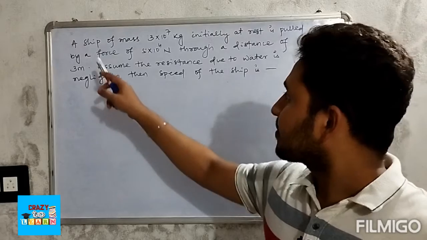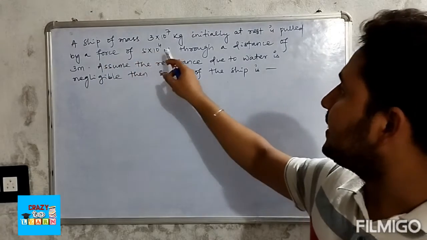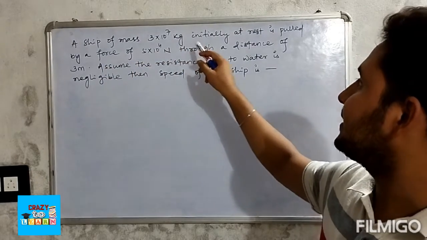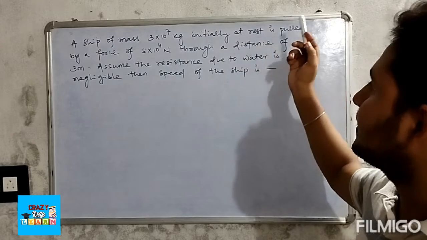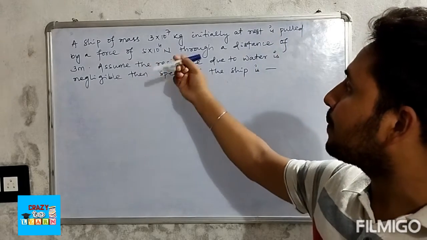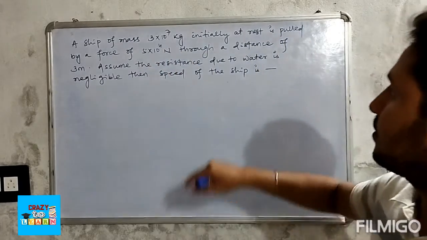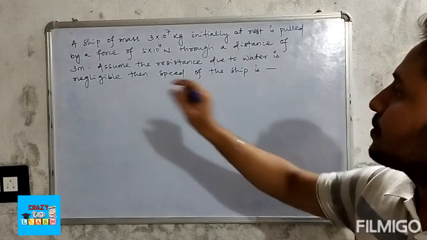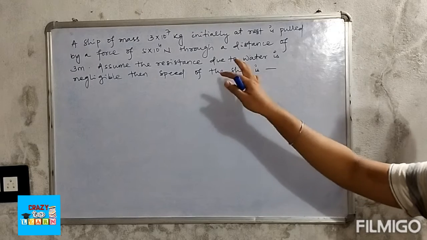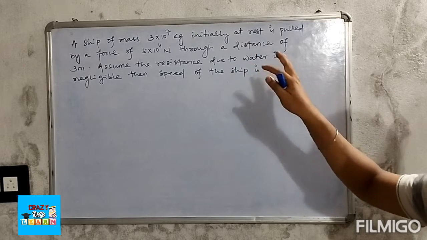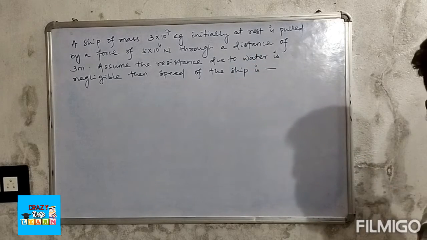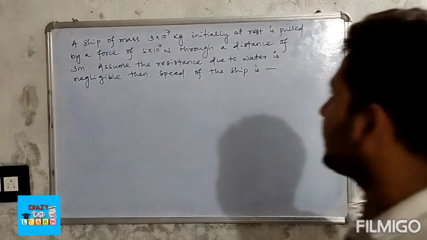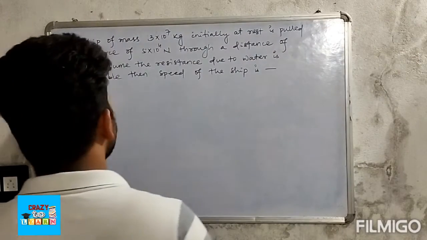Next problem: a ship of mass 3 into 10 to the power 7 kg initially at rest is pulled by a force of 5 into 10 to the power 4 Newton through a distance of 3 meters. Assume the resistance due to water is negligible, then the speed of the ship is. So first note down the given things. What is given to you?